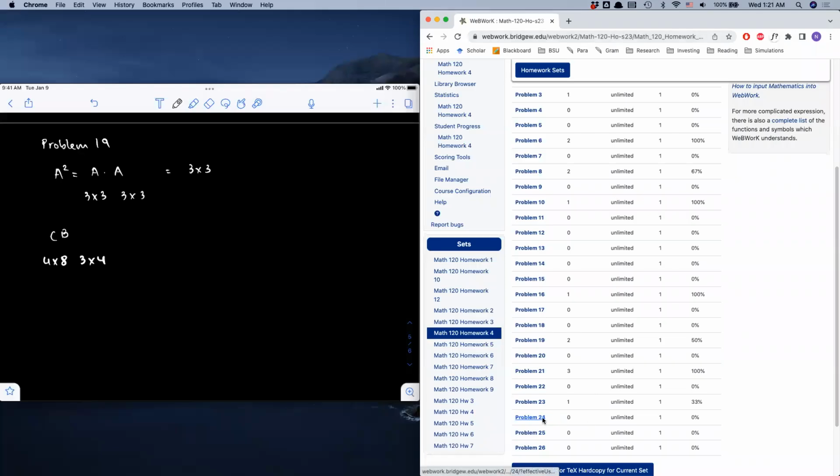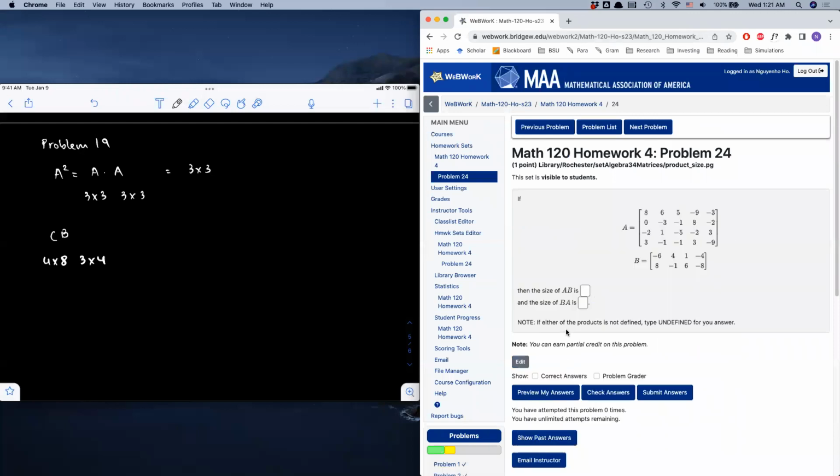We move on to problem 24. Okay, so in this problem, they also ask you to calculate the size of AB and the size of BA, right? So analyze the size of A, analyze the size of B, and then get the dimensions of A times B and the dimensions of B times A. If either of the products is undefined, type undefined for your answer. Okay. So let's do problem 25.